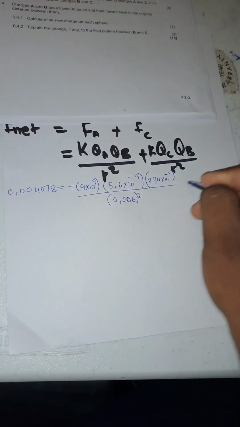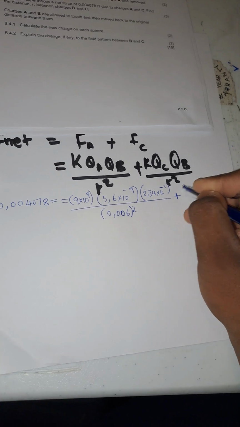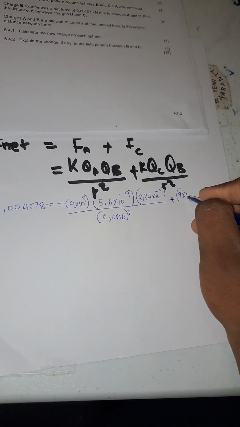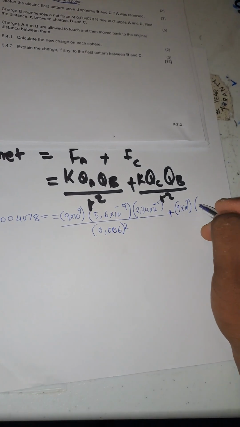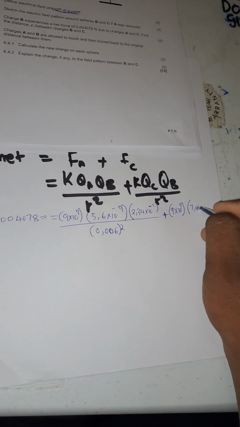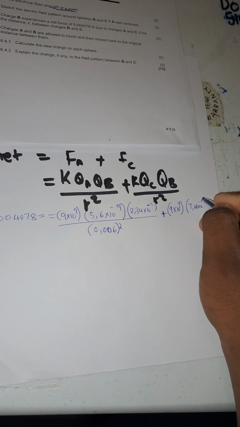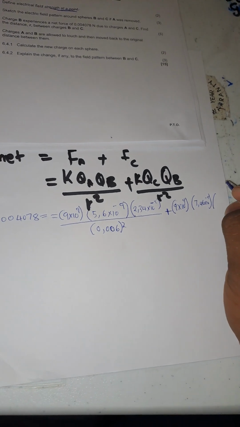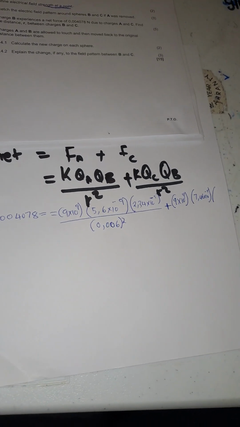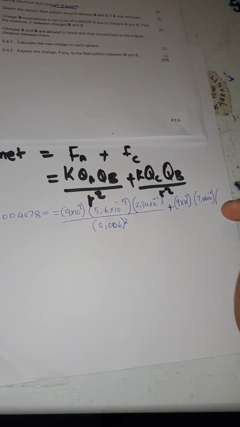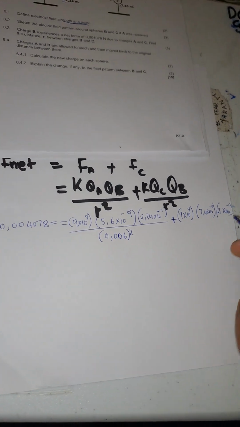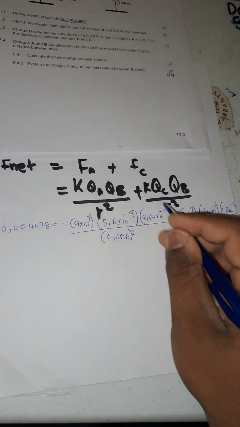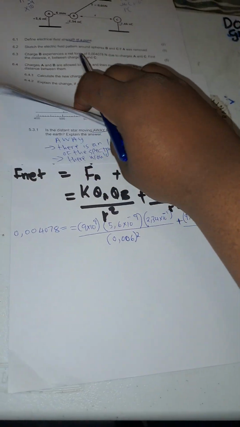0,006 squared plus, what is the value of K? 9 times 10 to the power of 9. What is QC? 7,46 times 10 to the power of negative 9. And then what is QB? I was given there, so what is it? 2,34 times 10 to the power of negative 9, close bracket, over, what is the distance between B and C?